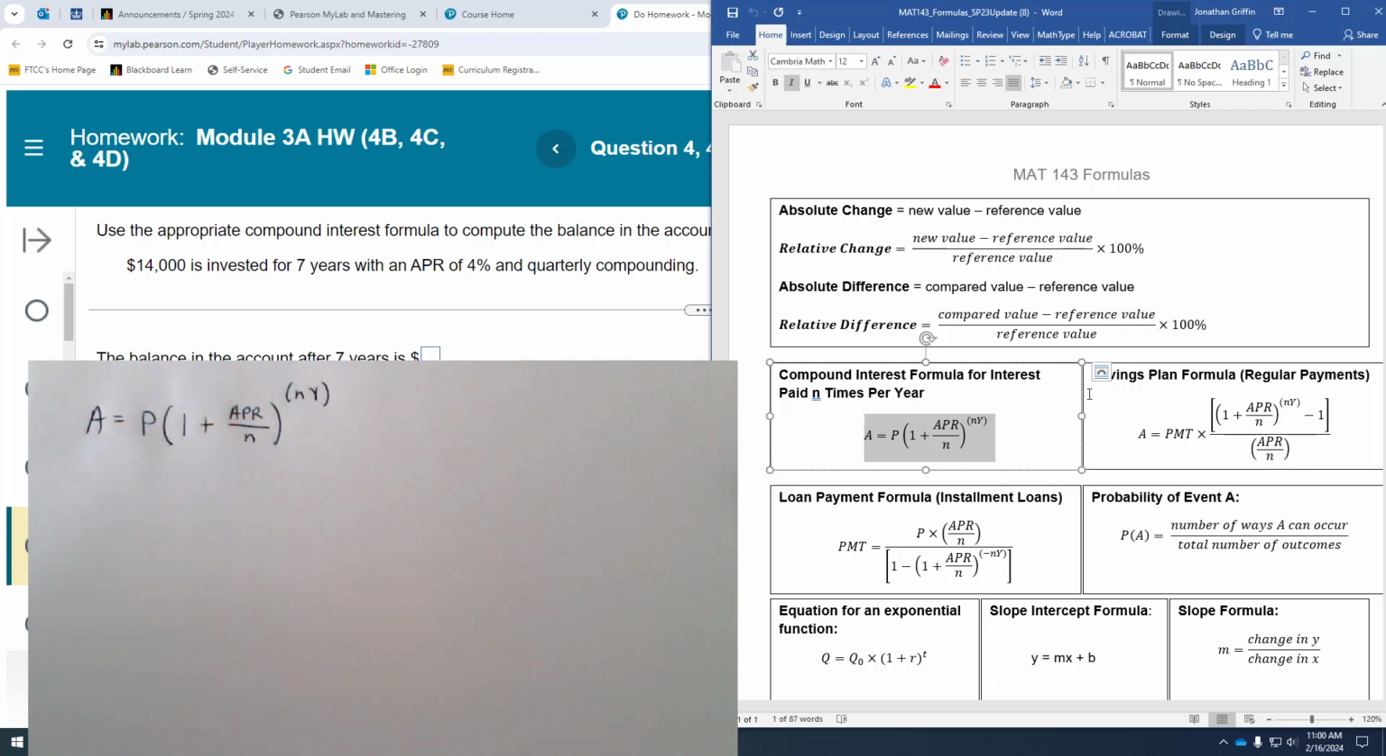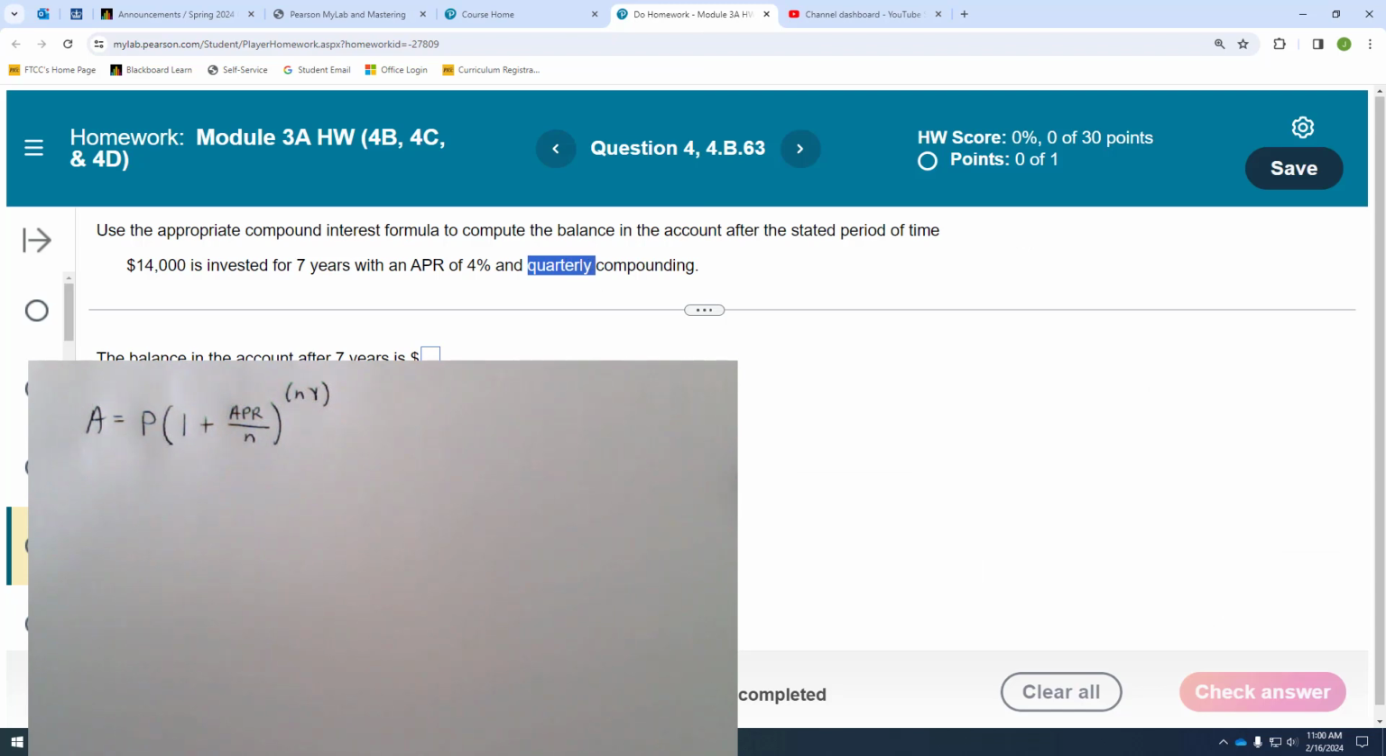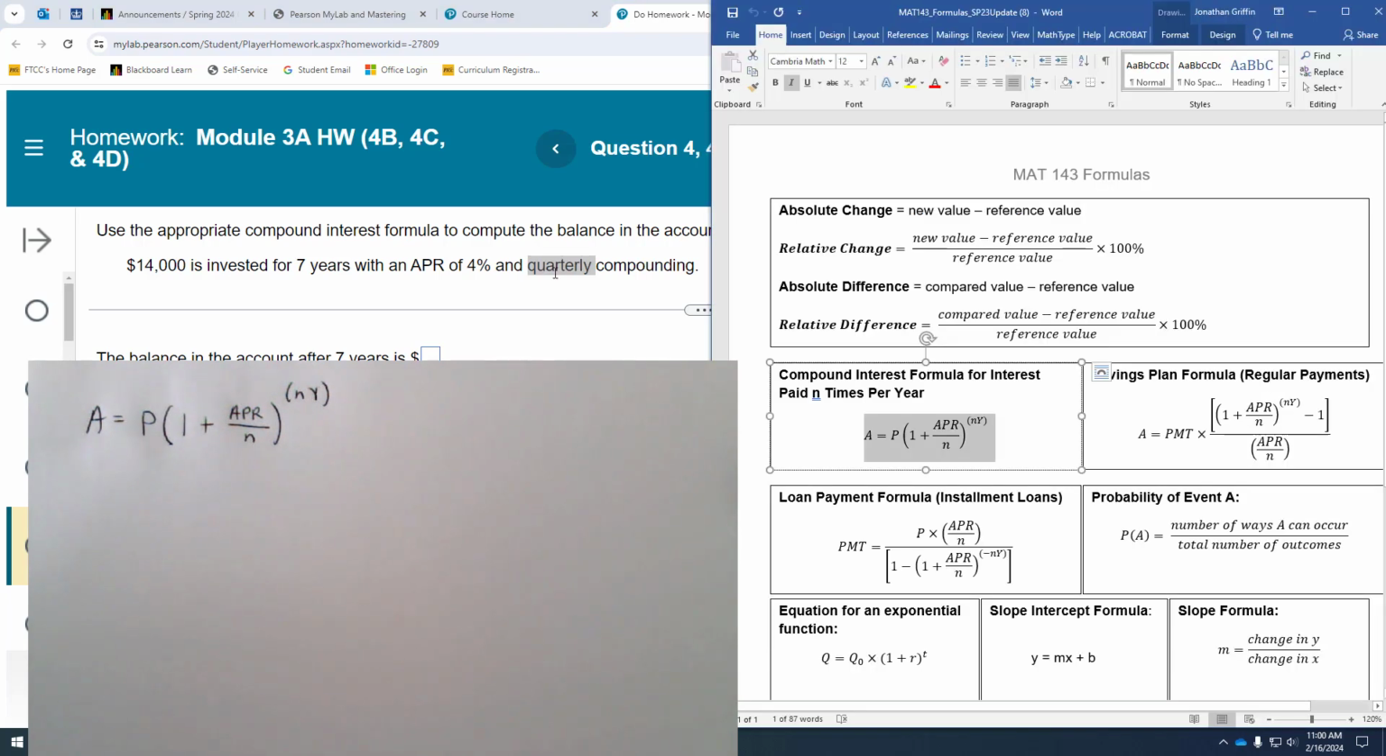based off the situation. So if you look at this problem here, let's say we're investing $14,000 for 7 years with an APR of 4% and quarterly compounding. So that quarterly means, okay, well, usually when you think quarter, you think a fourth of something, right? So quarterly compounding would be a fourth of a year, which means every single year interest is compounded 4 times, or every 3 months.